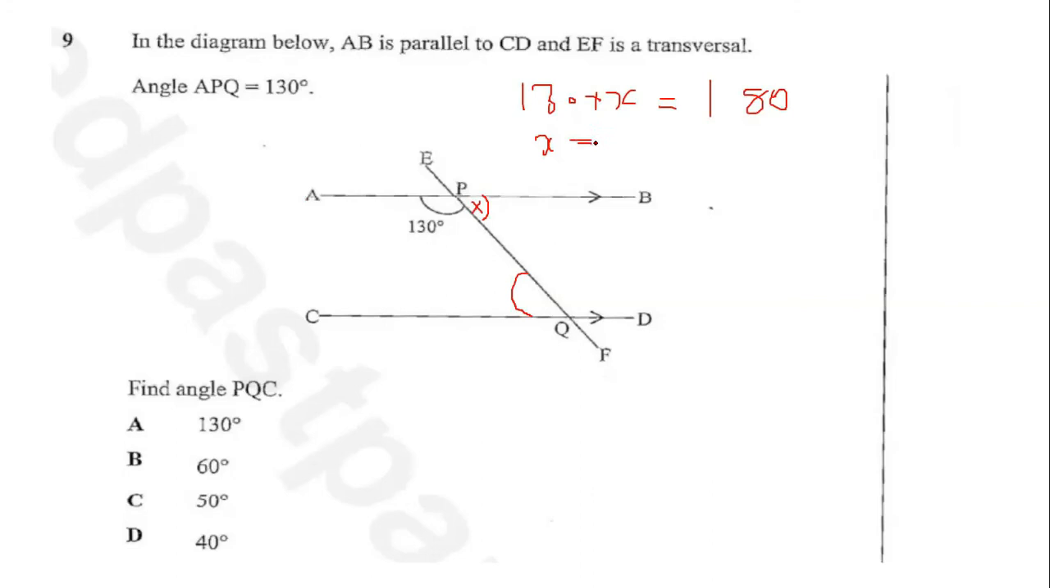That is an equation we have formed. So x will be equal to 180 minus 130. If we subtract those, we are going to come up with our 50 degrees. So the angle which is here is equivalent to this one. So our answer here is what? C, which is 50 degrees.